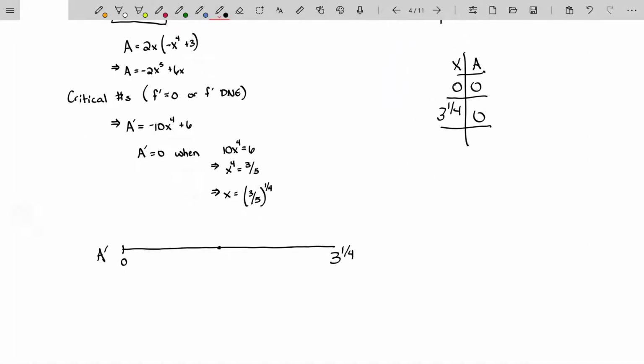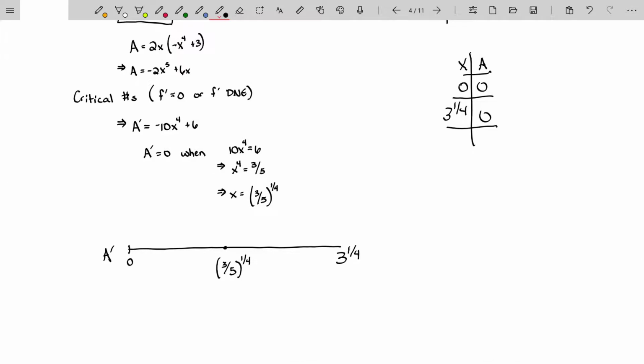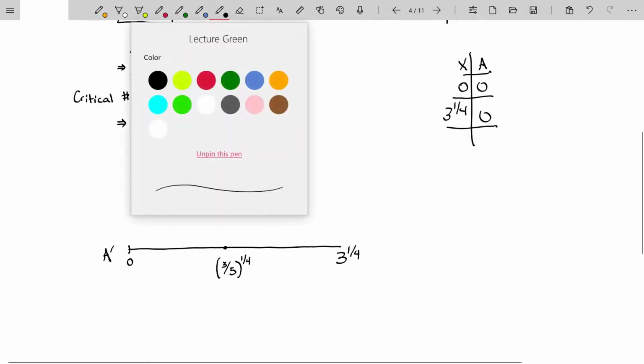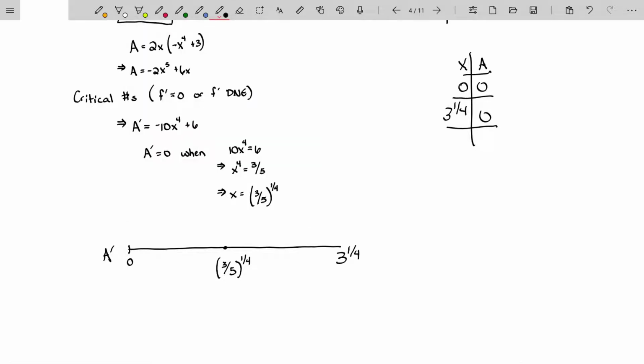Our critical number occurs again at 3/5 to the 1/4 power. You can grab a calculator and figure out what that number is. I'm going to go ahead and do that since I have a calculator right in front of me. So 0.6 raised to the 0.25 power is 0.88 roughly. So I'm just going to put in here that it's roughly 0.88. It's not exact, but whatever.